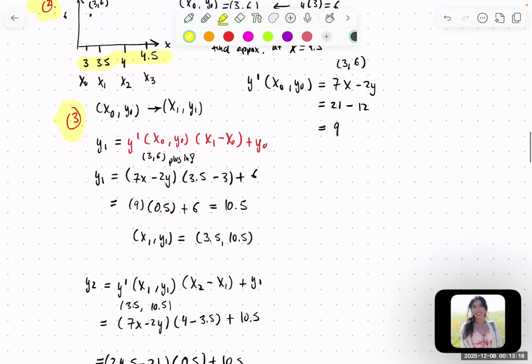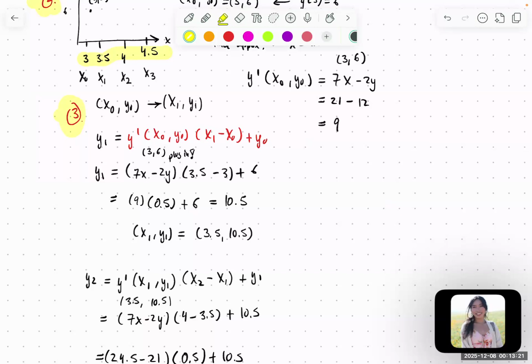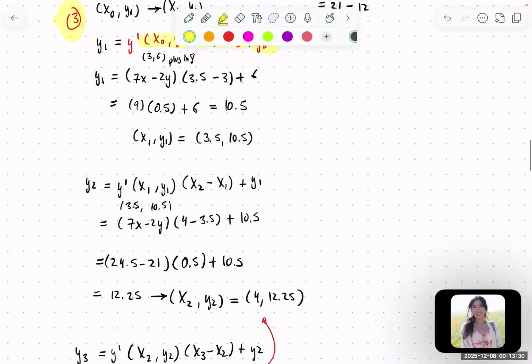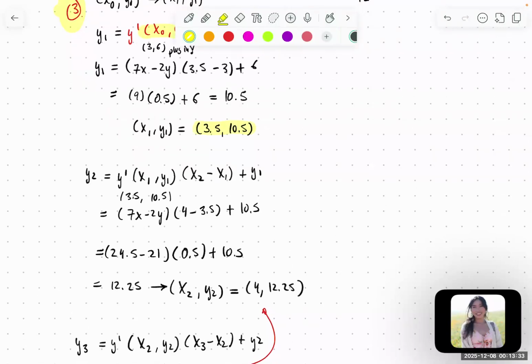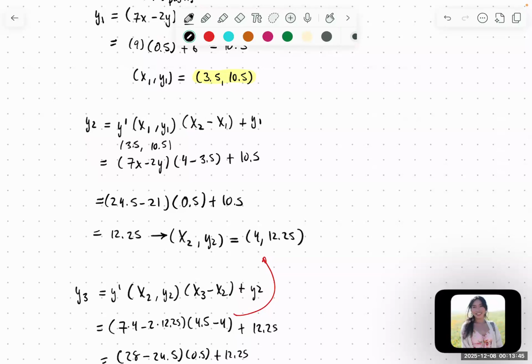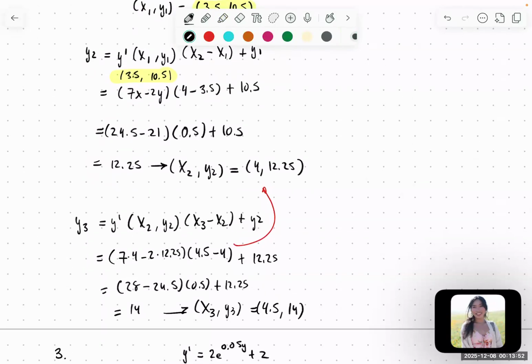The next thing you're going to do is set up your equation and plug everything in correctly, starting with x0. You're usually taking the next one minus the one you just figured out, plus y0. And then once you get your first one, you plug that in again to get your y2 and your y3. Just helpful to know.